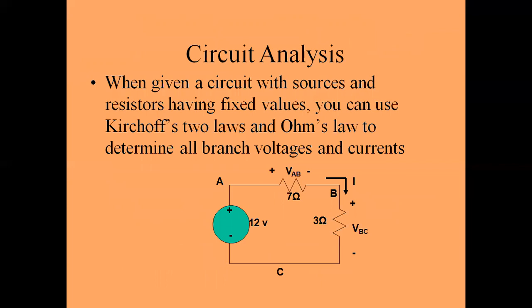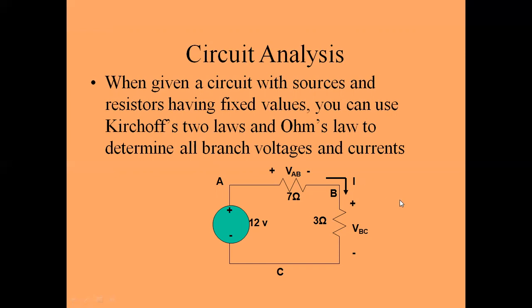Now let us analyze the circuit. Here one circuit is given. Two resistors are connected in series, with values of 7 ohm and 3 ohm respectively, and they are connected across a 12-volt battery source. When a circuit is given with sources and resistors having fixed values, you can use Kirchhoff's two laws and Ohm's law to determine all branch voltages and currents. If I ask you to find the current flowing in all branches and also the voltage drop across each resistor, we can use both of Kirchhoff's laws along with Ohm's law.